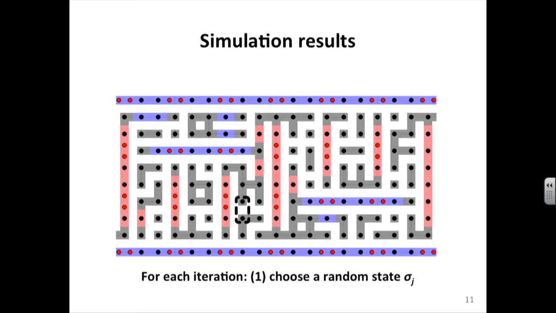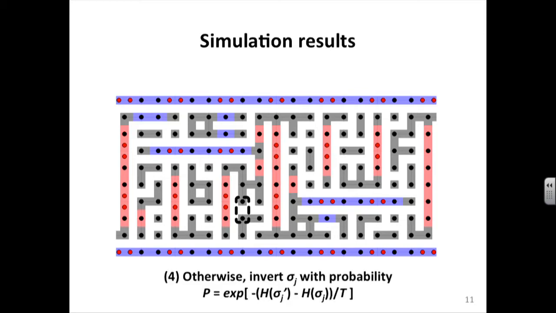For each iteration, we chose a random state sigma. Then the Hamiltonian of the current configuration and the Hamiltonian of a new configuration where the chosen state is inverted were calculated. If the new Hamiltonian involving the inverted state is lower, then the chosen state was inverted for the next iteration step. Otherwise, the chosen state was still inverted with probability p, which is a function of the difference between the two Hamiltonians and a simulation parameter t, which goes to 0 as the simulation progresses. This step was required to escape from local minima.